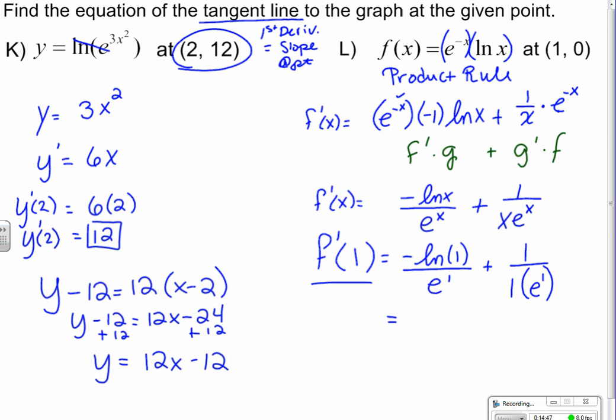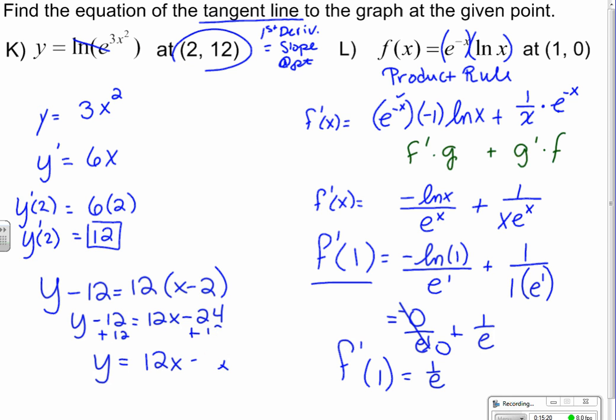Natural log of 1. That's basically asking the question, e to what value equals 1? That value would be 0. So I end up with negative 0 up on top divided by e. Well, that's going to be 0, isn't it? Plus 1 over e, and so I get 1 over e as my answer because this is going to 0. There's our answer. Oh, that's our slope, isn't it? f prime of 1, that's our slope.